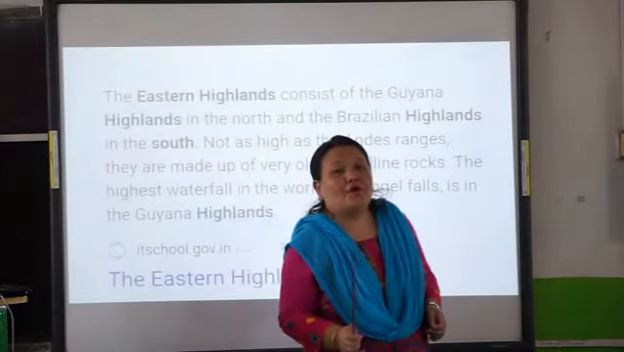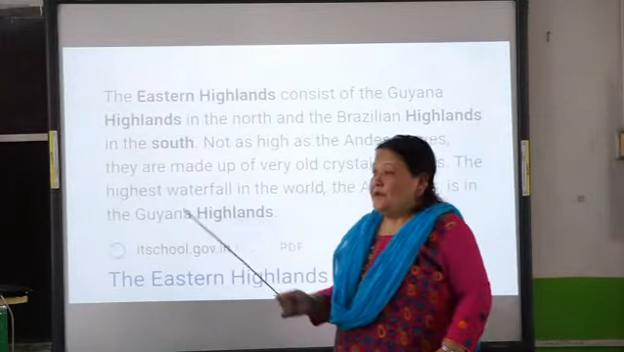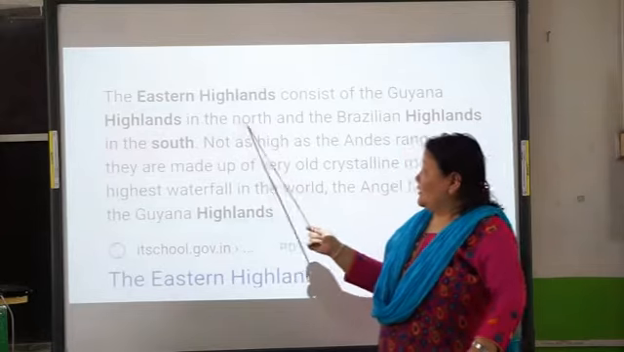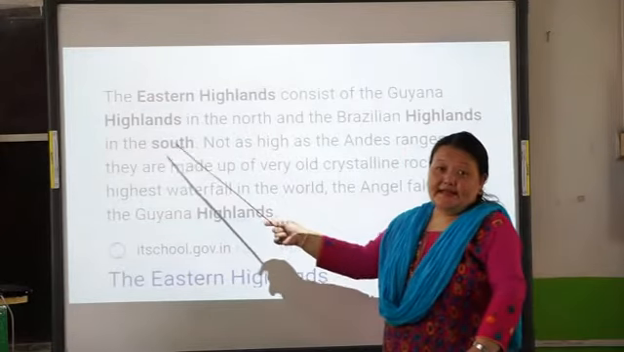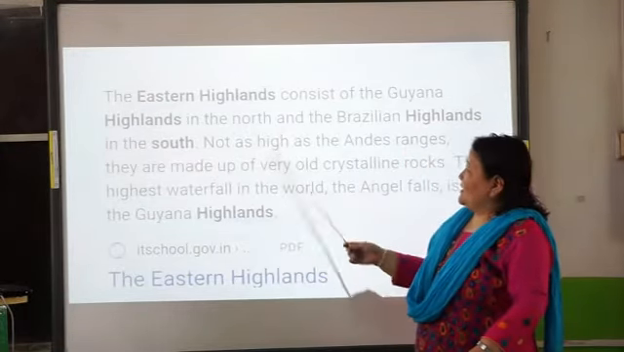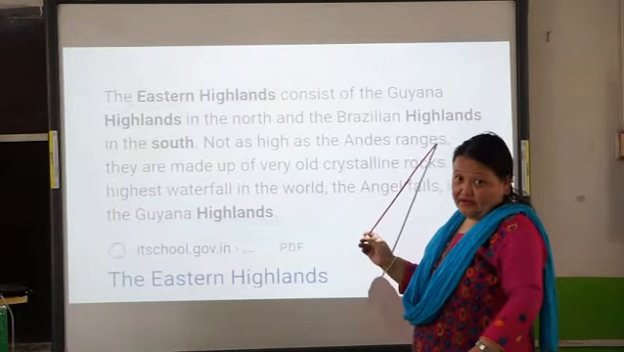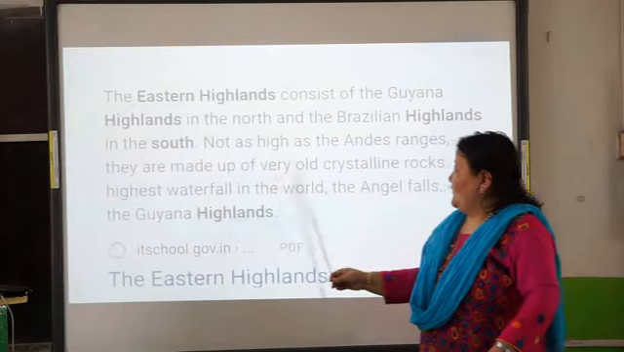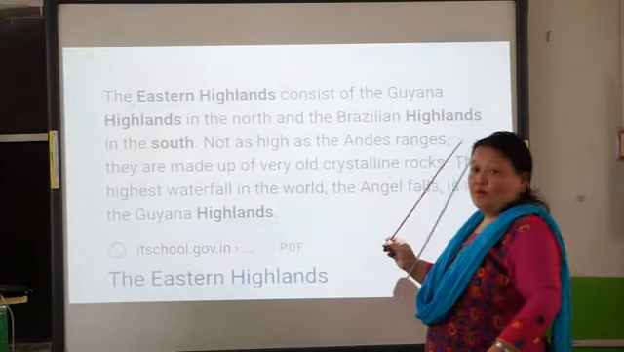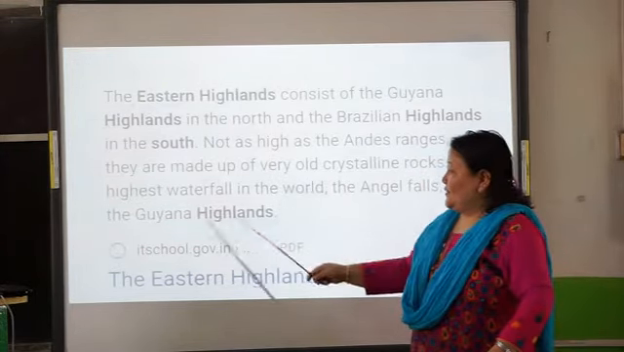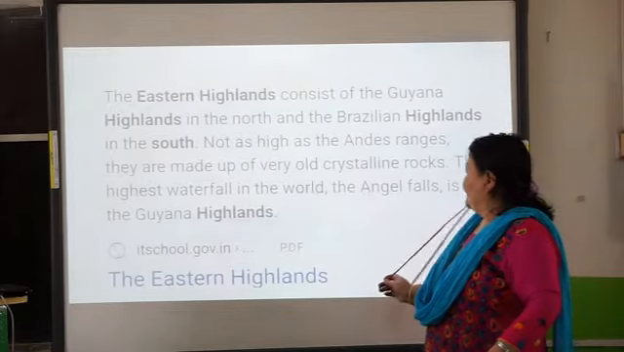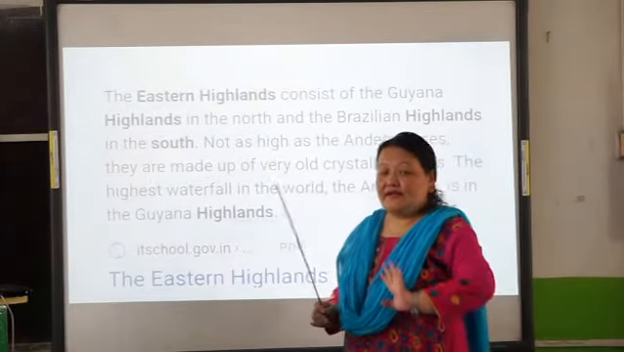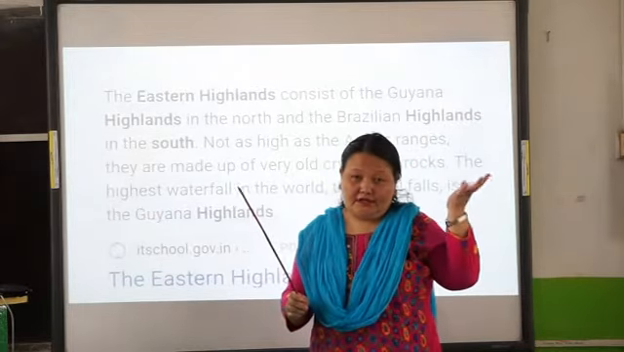Now finally we move on to the Eastern Highlands. The Eastern Highlands consist of the Guiana Highlands in the north and the Brazilian Highlands in the south. They are not as high as the Andes ranges, and they are made up of very old crystalline rocks. The highest waterfall in the world, the Angel Falls, is in the Guiana Highlands, on the eastern part of the continent of South America.